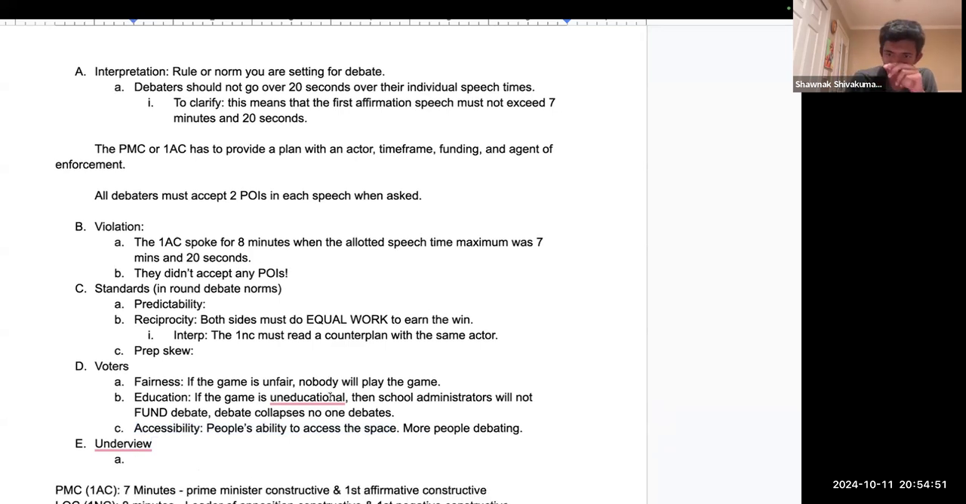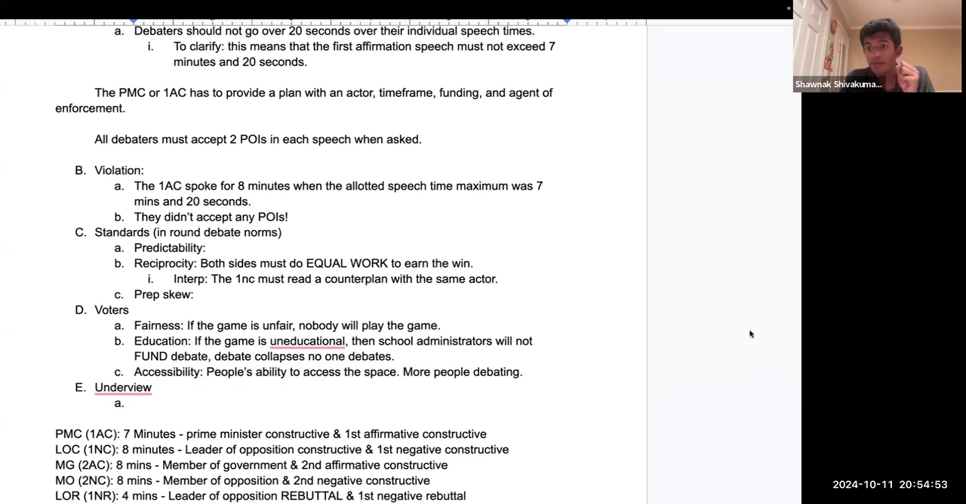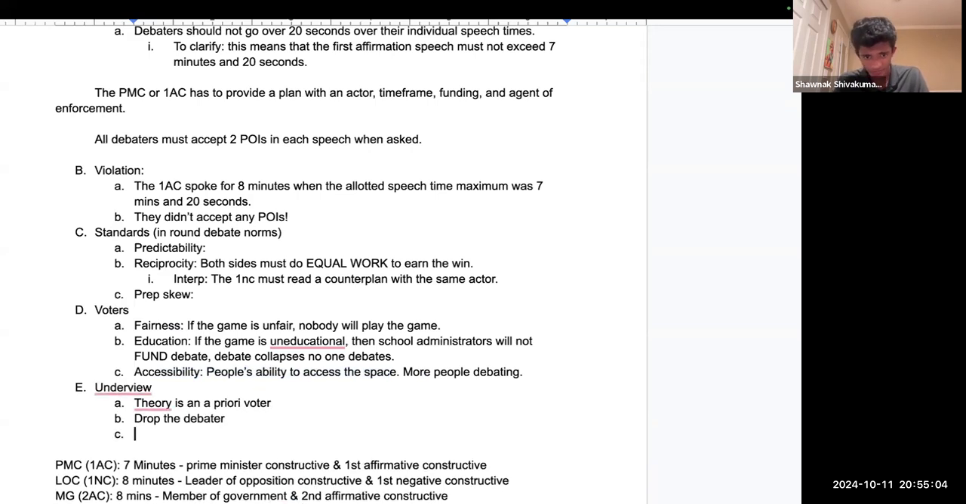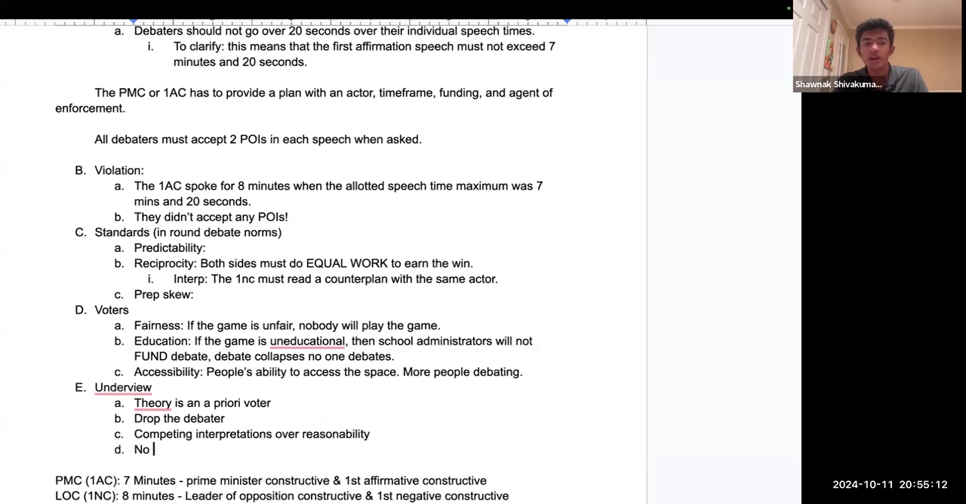Okay. The underview. The underview is the most technical part. It's comprised of 4 parts. Theory is an a priori voter. Throughout the debater. Competing interpretations, over reasonability, and no RVIs. And I'll explain all of these one by one.